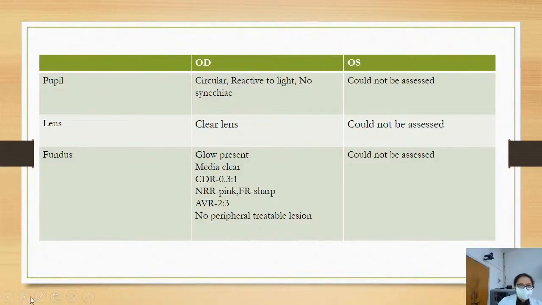Right eye examination, pupil was circular, reacted to light, there was no synechia, lens was appearing clear, and dilated fundus examination was also within normal limit in right eye. Left eye we could not assess.